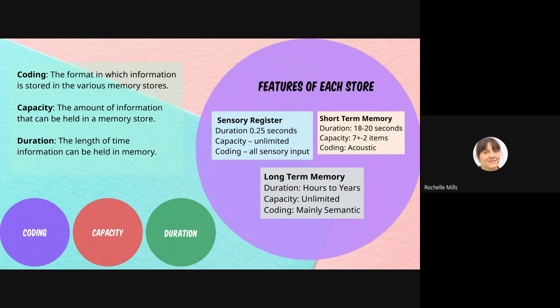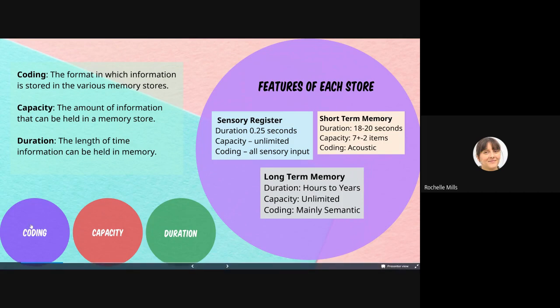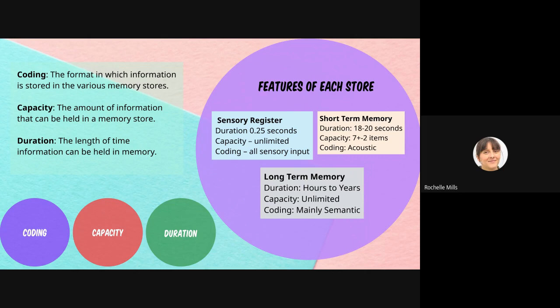So coding is the format in which information is stored in our memory stores. Capacity is the amount of information that can be held in a memory store, and duration is the length of time information can be held in memory. We'll go through each one because we've got studies to support them. So this research for coding, capacity and duration looks at short-term memory and long-term memory and the differences between the stores, and you can actually use this information to support the multi-store model of memory, but I'll explain that a little bit more when we go through the evaluation.